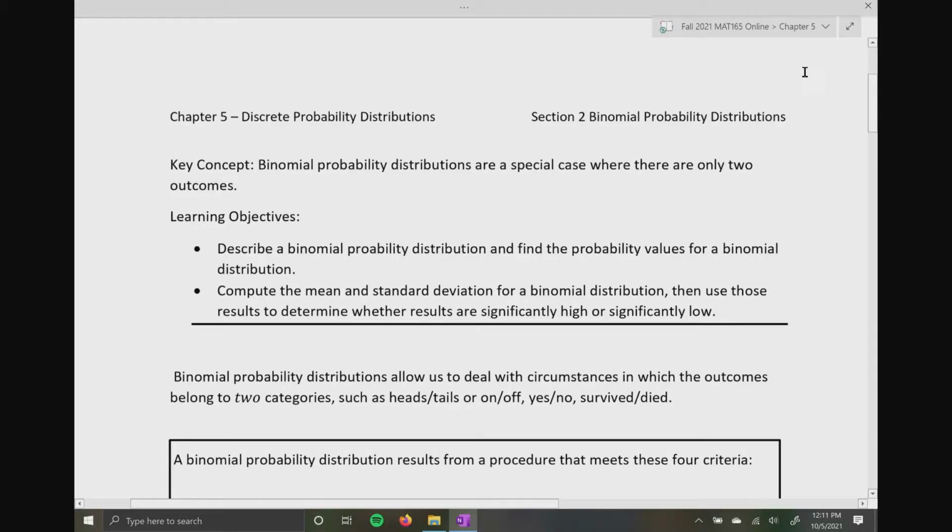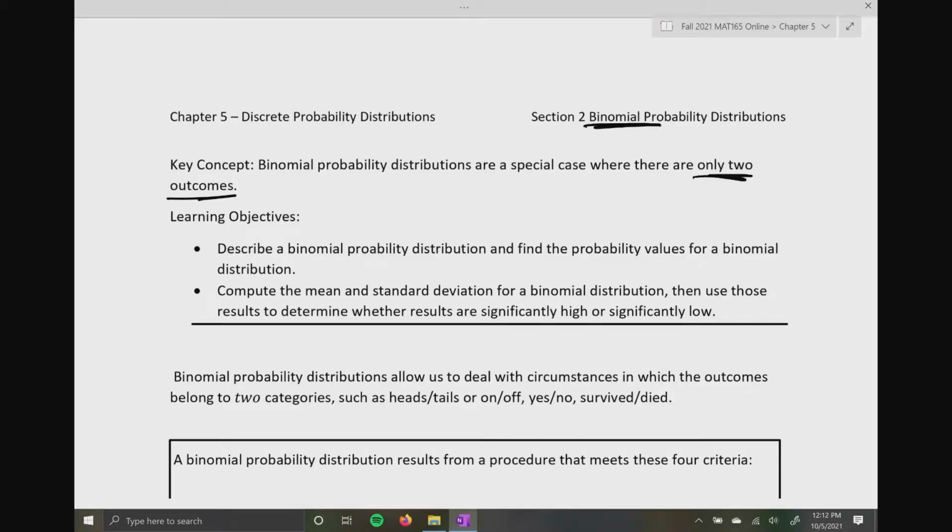All right, so here we are in section 2, which deals with discrete probability distributions and a very special one, which is a binomial probability distribution. The key concept here is just to be able to identify the binomial probability distribution, which is a special case. And the special case is there are only two outcomes, hence binomial, okay, two outcomes. We're going to be able to describe the binomial probability distribution, and then compute the mean, standard deviation, and significantly high and significantly low values for the binomial probability distribution.